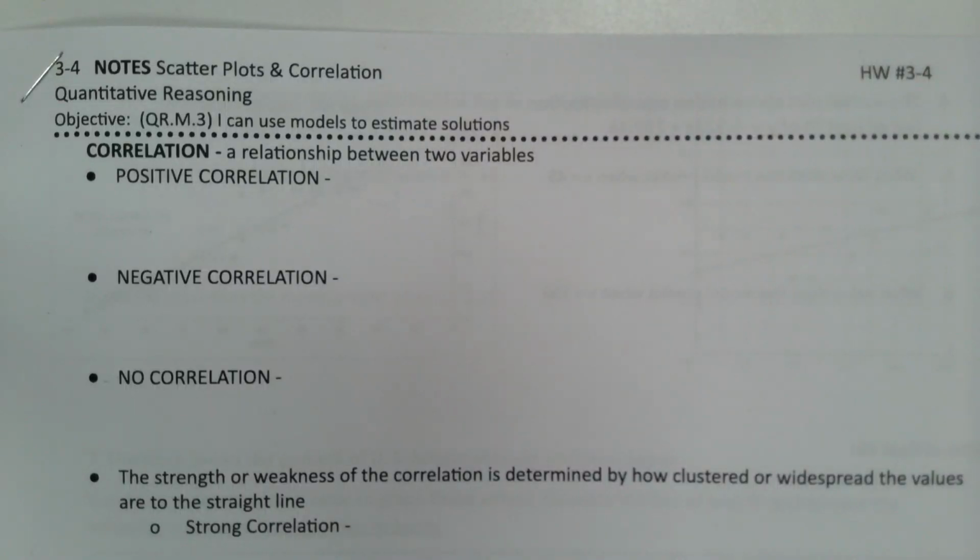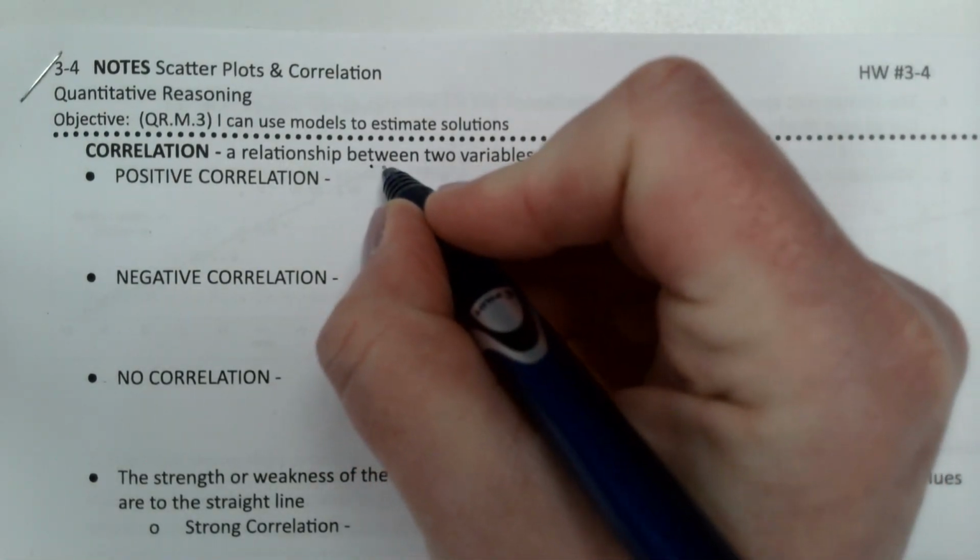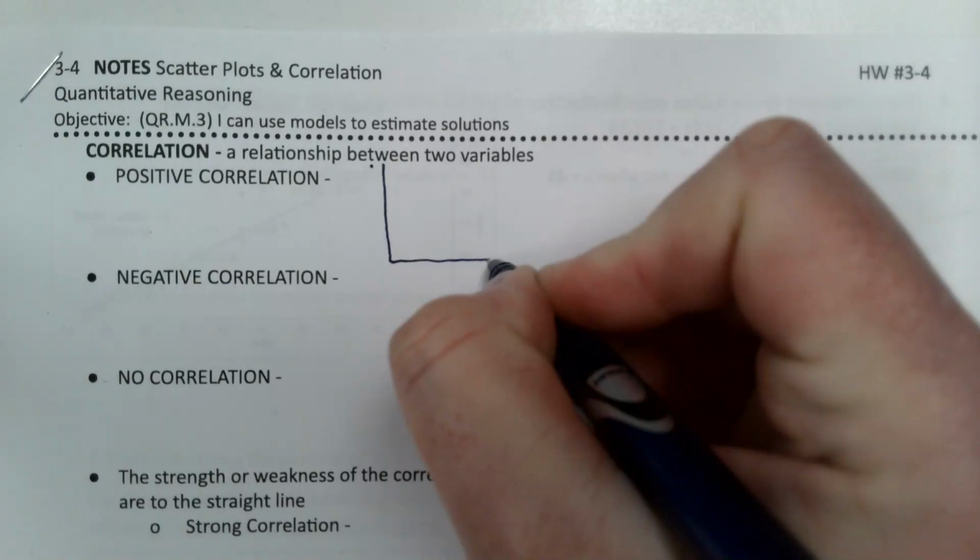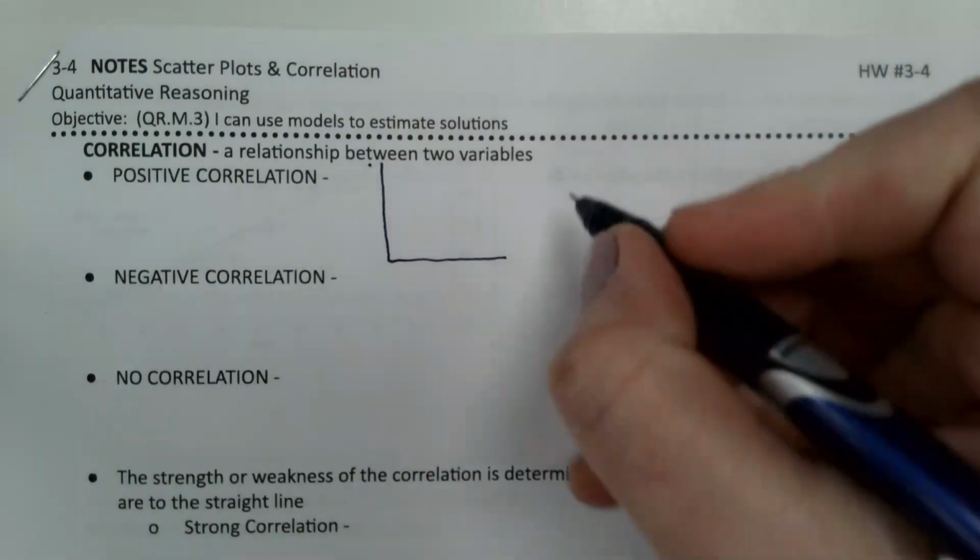Hey, quantitative reasoning, we're going to do scatterplots and correlation today. Not every single piece of data makes a perfect line. Sometimes they're close, but they don't make a perfect line. So, an example of a positive correlation.